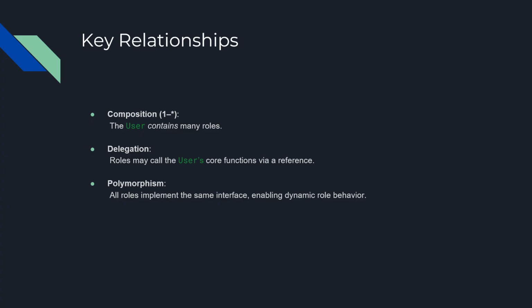Key relationships. So there are three key relationships in the UML. The composition: the user owns multiple roles. That's shown as the diamond relationship in the UML. Delegation: roles can call functions from the user through a reference back to the core. And finally, polymorphism. Since all roles implement the same interface, they can be treated the same way by the user or the client code. This combination allows a lot of runtime flexibility.